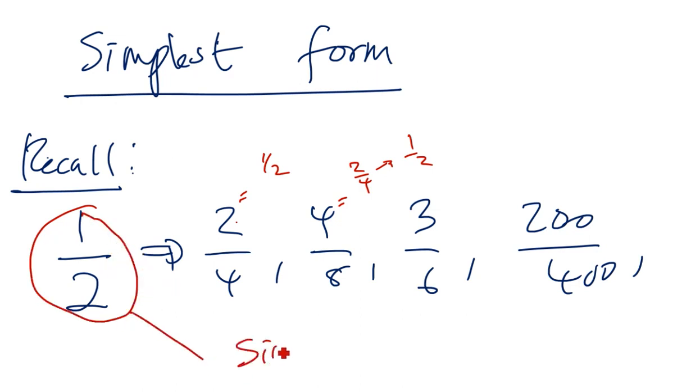This is called the simplest form. So, the fraction that cannot be divided anymore, cannot be simplified anymore, we call it the simplest form.